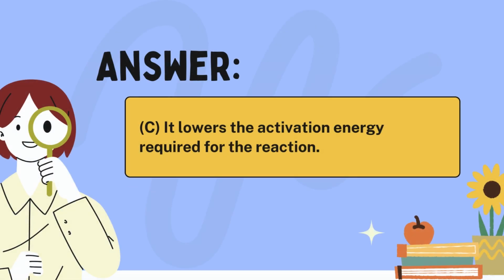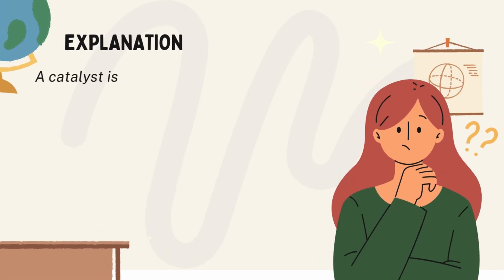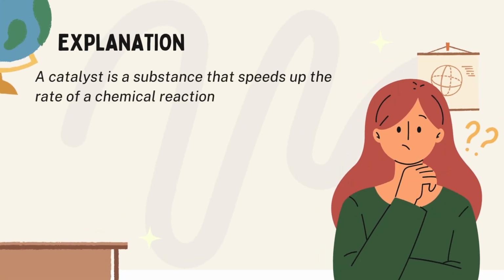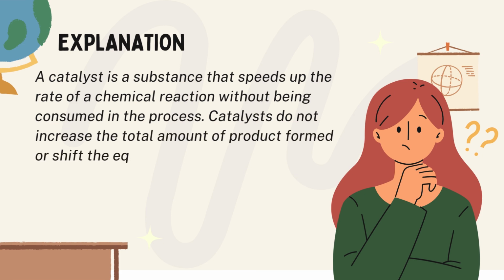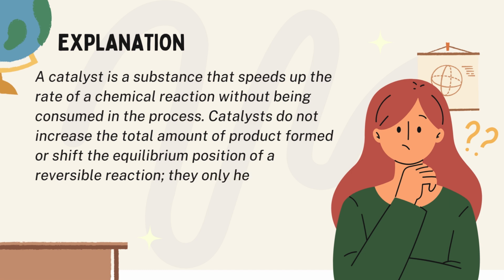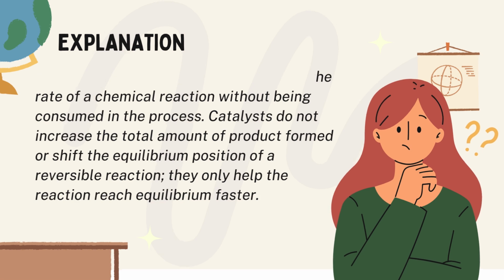Answer. C. It lowers the activation energy required for the reaction. A catalyst is a substance that speeds up the rate of a chemical reaction without being consumed in the process. It achieves this by providing an alternative reaction pathway that requires less activation energy, the minimum energy needed for a reaction to occur. Catalysts do not increase the total amount of product formed or shift the equilibrium position of a reversible reaction; they only help the reaction reach equilibrium faster.